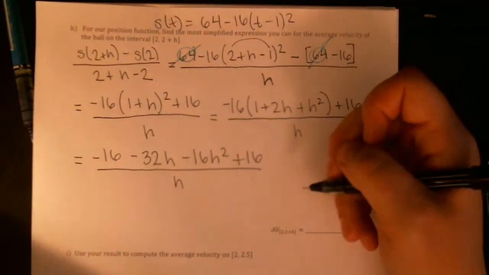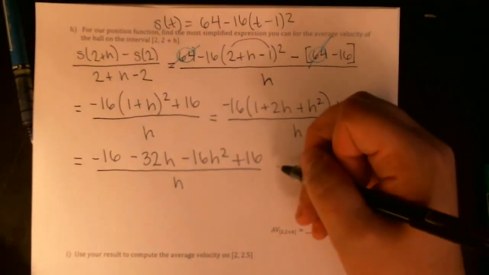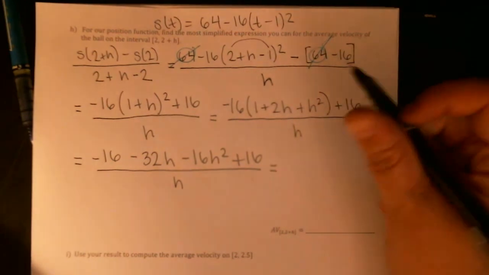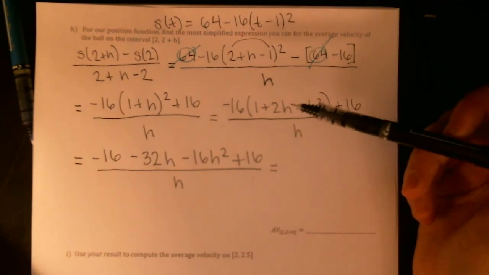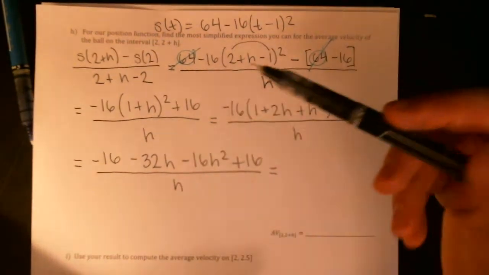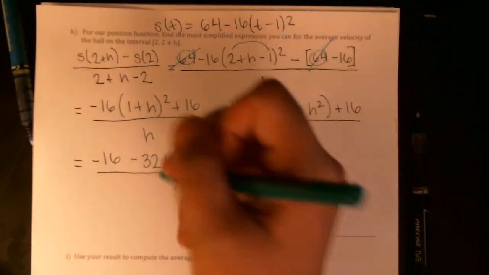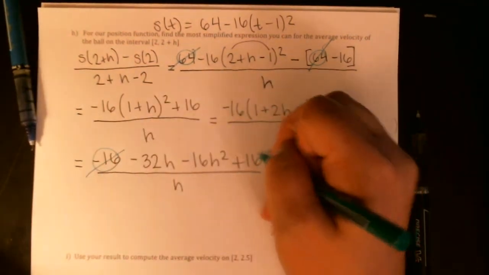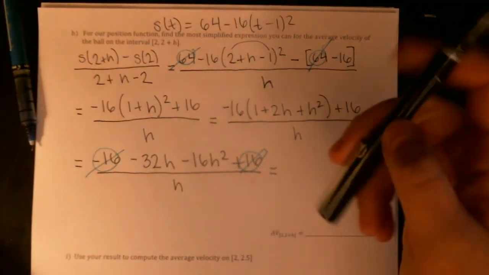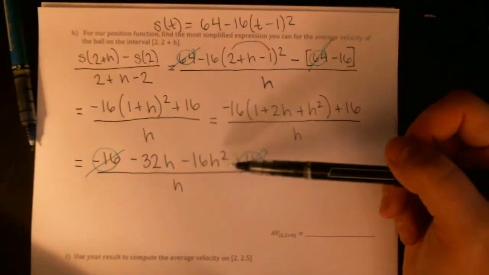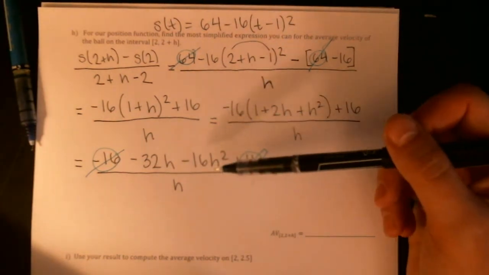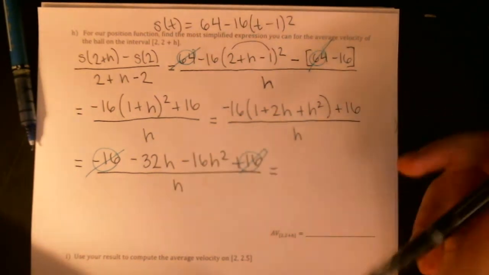all over h. This is a nice thing with quadratic or cubic functions, is it can get a little tedious multiplying some things out, but generally you don't have to do a lot of massive fraction work or radical work. That's kind of convenient. Okay, so now the 16s are going to go, and I'm left with this negative 32h minus 16h squared, and that's fabulous because I'm able to factor an h out of that, which I will then cancel.